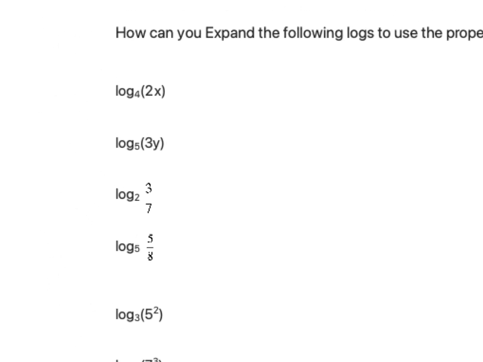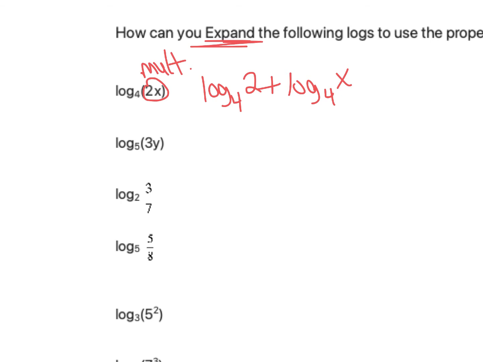Okay, so we have log base 4 of 2x. These two things are being multiplied together, and it wants us to expand that. It means we want to break it apart into more pieces. To do that, remember, multiplication means that we use addition to break it apart. So we're going to have log, don't forget your base, 4 of 2 plus log base 4 of x. We just took that first factor there in the 2x, the 2, and that's our first term. And then we have log base 4 of x, so we just took that 2x and broke it apart with addition.